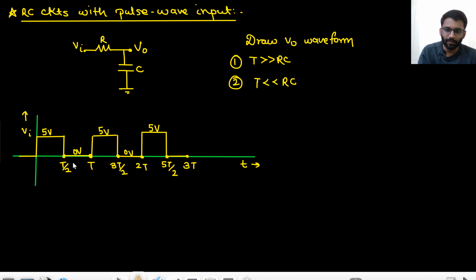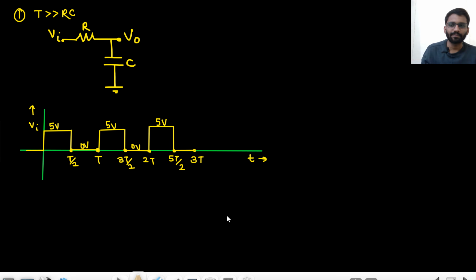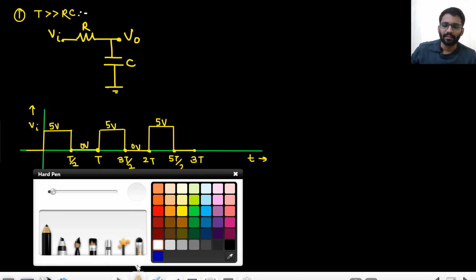And now there will be two conditions. One condition is that the time period is very greater than the time constant. What is the time constant of the circuit? RC, right? So time period is very greater than RC, and time period is very less than RC. For both of the conditions we have to analyze the circuit. So first take the first condition, T very greater than RC, then we will take the second condition.